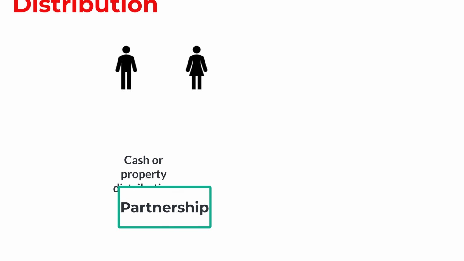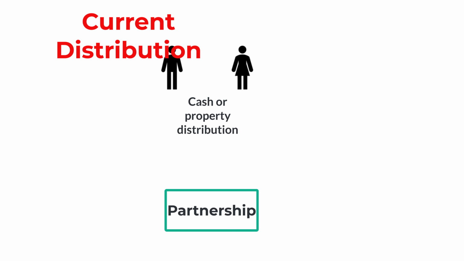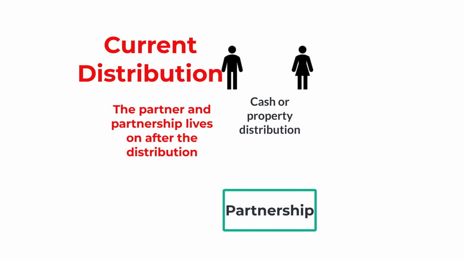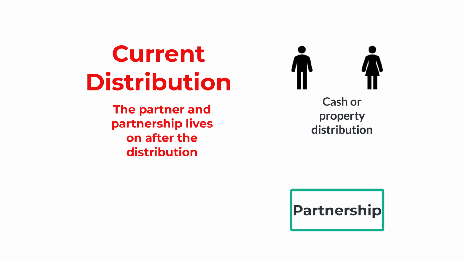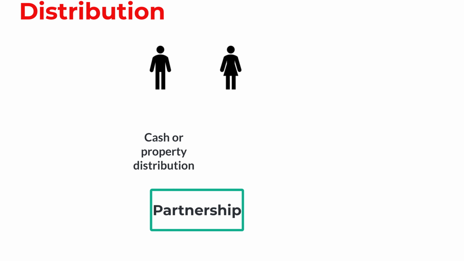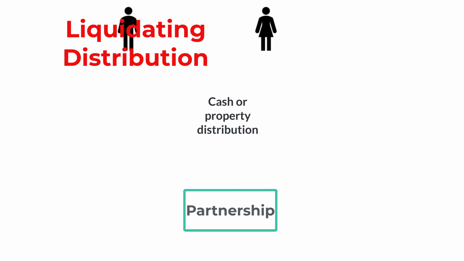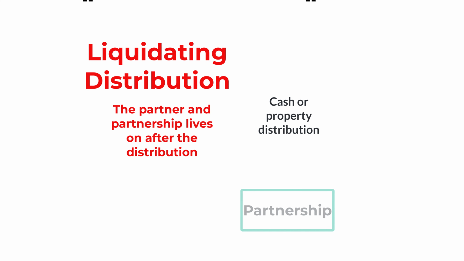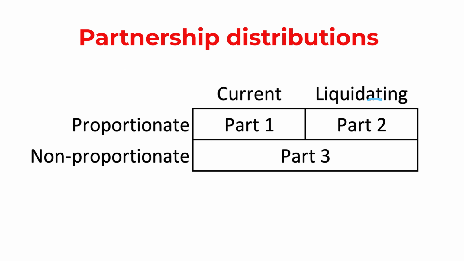In the first video, we looked at how non-liquidating distributions are treated. In a non-liquidating distribution, the partnership lives on along with the partner receiving the distribution. In a liquidating distribution, the partner receiving the distribution is leaving the partnership, or the partnership itself is dissolving. In this video, we are looking at this box, liquidating proportionate distributions.